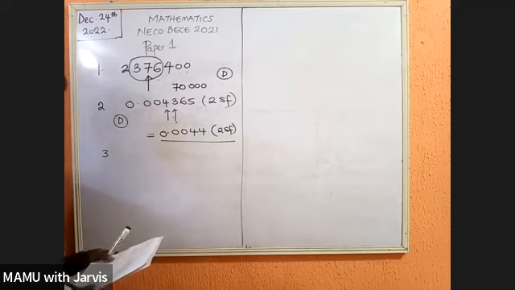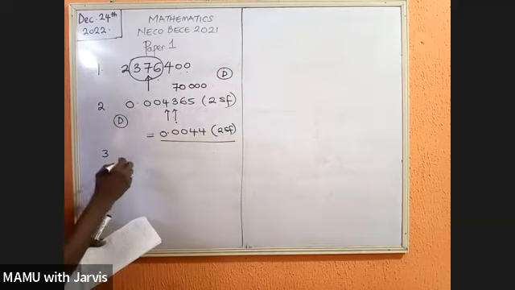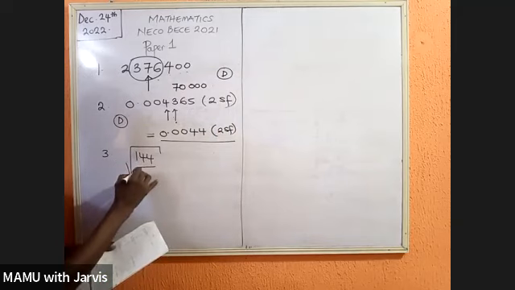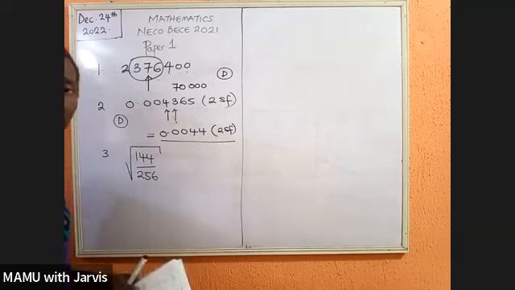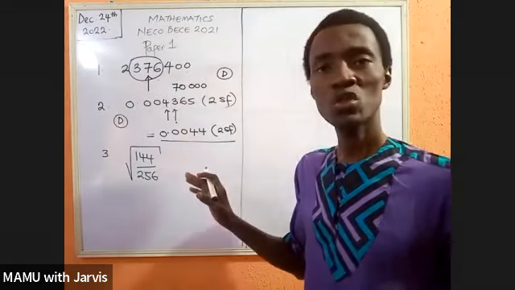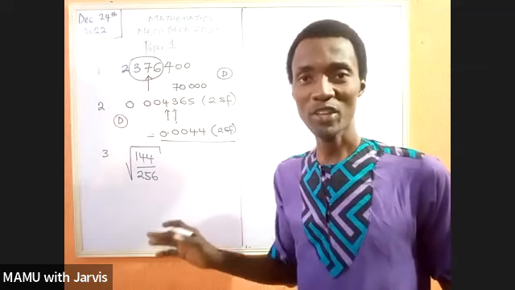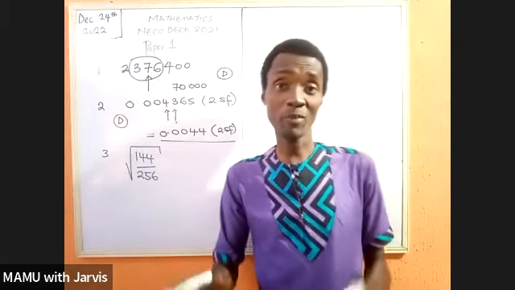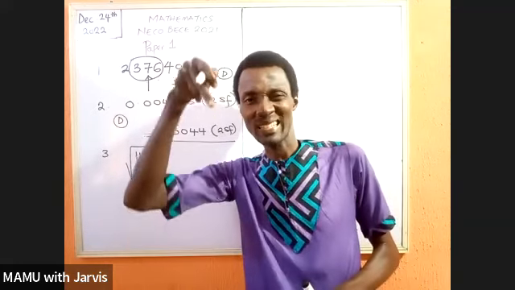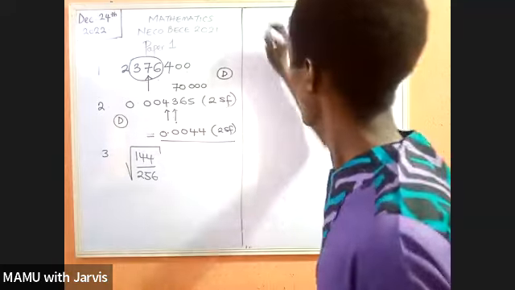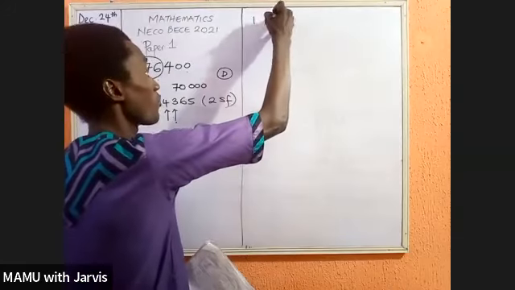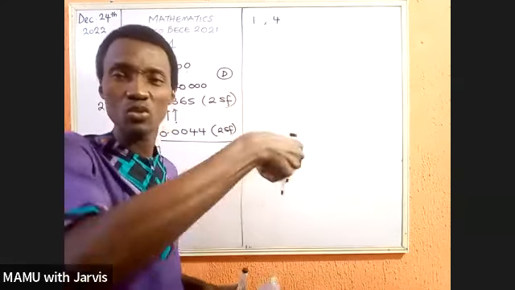So we go to question number 3. We are told to find the square root of 144 over 256. Here, you need to be conversant with your perfect squares. What's a perfect square? The concept of a perfect square is that I think of a number such that when I multiply two other numbers that are the same, I get that number. For instance, 1 is a perfect square because 1 times 1 gives me 1. 4 is a perfect square because 2 times 2 gives me 4.